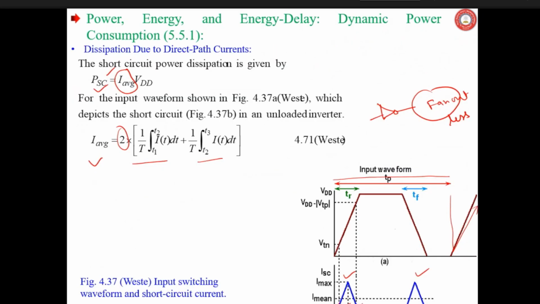The short circuit power dissipation is given by P short circuit equals I average into VDD, for the input waveform shown in this figure. So T1, T2, T3 is here, which depicts the short circuit current in an unloaded inverter. The unloaded and loaded, you understand. This is a fan out less gate. It is not connected to drive any other gate. That is what it means. What do you have only, CL equals to what? Tell.